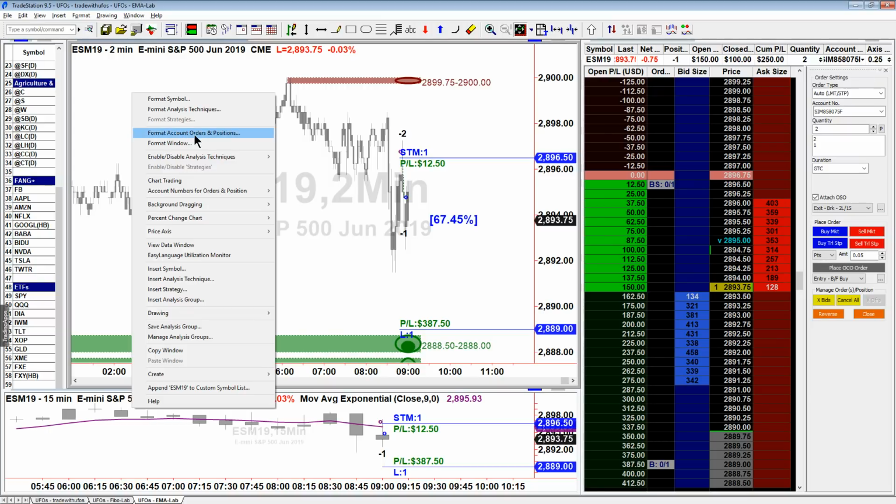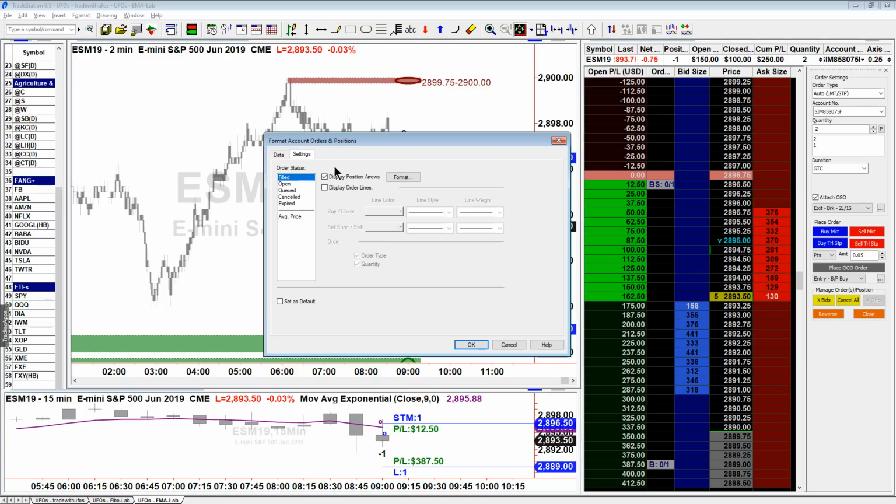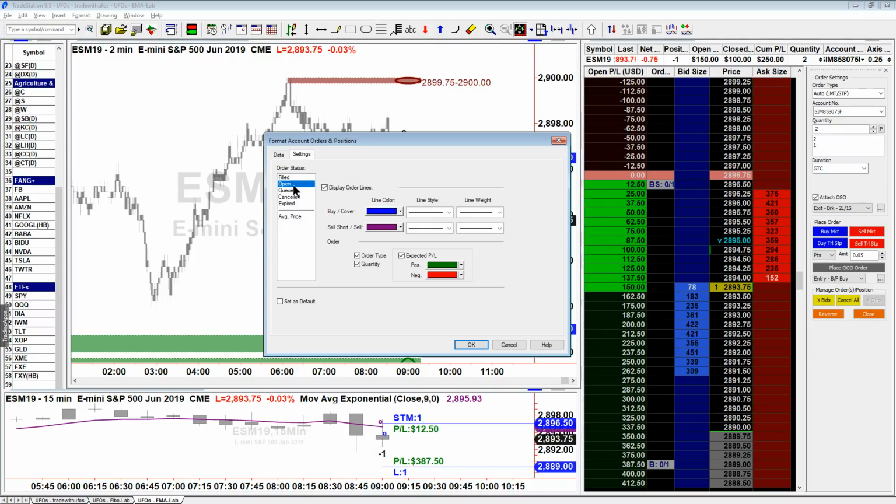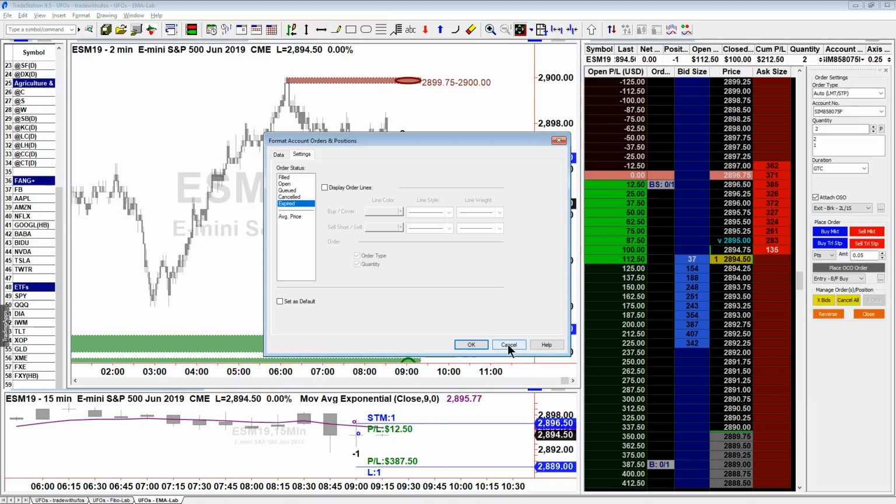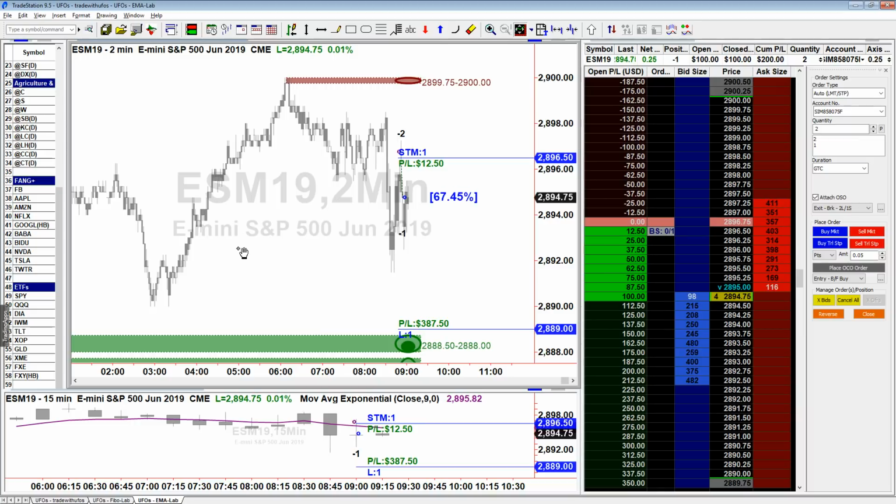So you have an option in TradeStation, which is when you right-click on the chart, you can activate format, account orders and positions. And here you can tell TradeStation to display position arrows for the filled orders, order lines for the open orders, for the queued orders, for the cancelled orders, for the expired orders. So you can tell what you want TradeStation to show you on the screen when it comes to orders and execution. Okay, so I believe it's what you are asking for. So right click would be the way for you to get the same.